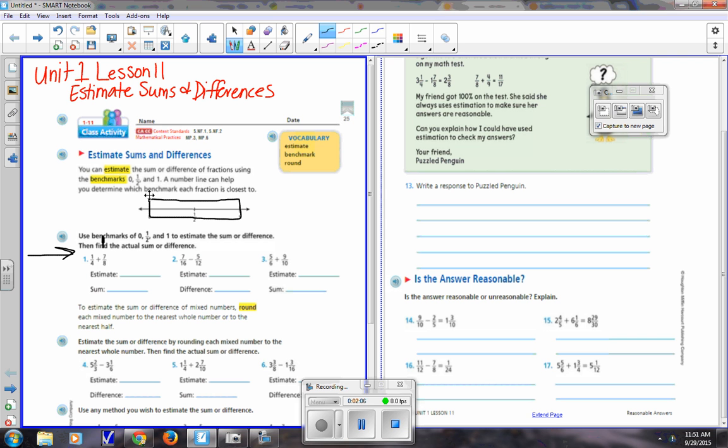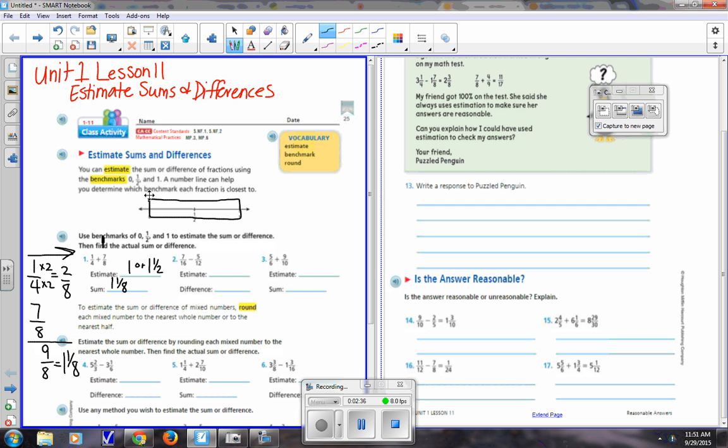I'm hearing 1, maybe like 1 or 1.5. It's close to that. What's the real answer? 1 and 1/8. So if I were to do that, I'd have to get a common denominator, which would be 8. 1/4 is 2/8, so 2/8 plus 7/8 is 9/8, which equals 1 and 1/8.